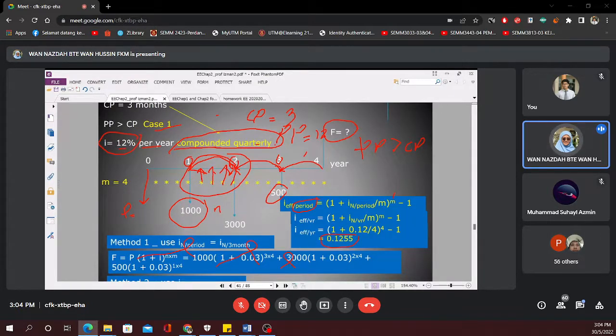Siapa yang tanya tadi supaya saya boleh panggil nama? Siapa yang tanya tadi?